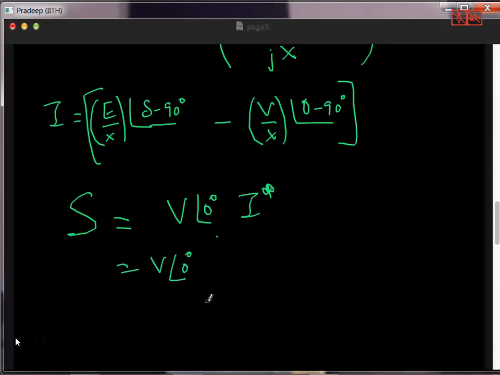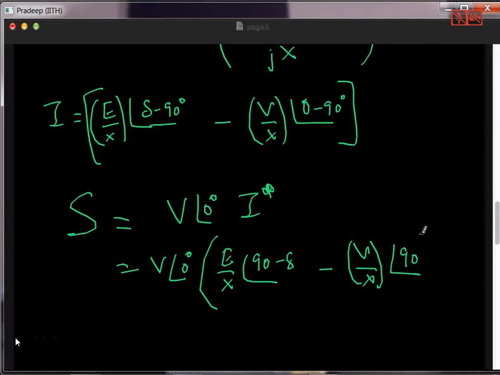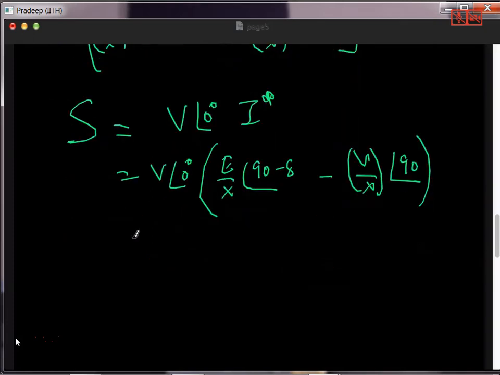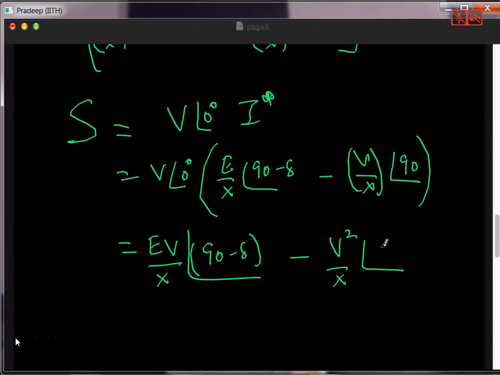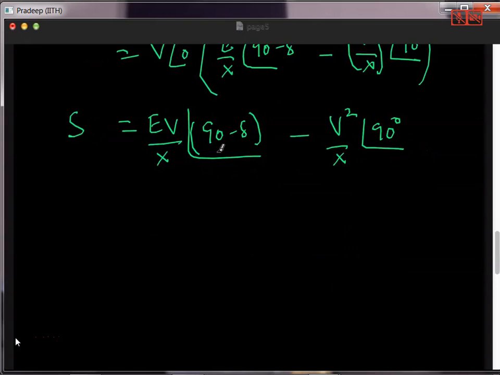So V angle 0 degrees multiplied by, E by X will remain E by X, and this angle will become 90 minus delta, just the reverse of this angle, minus V by X, and this angle will become 90 degrees. So this is the conjugate. After applying conjugate, now I multiply by V. So I'll get EV by X into 90 minus delta as an angle. Similarly, here I'll get V square by X, and the angle is 90 degrees. This is complex power. I am interested only in the real component.